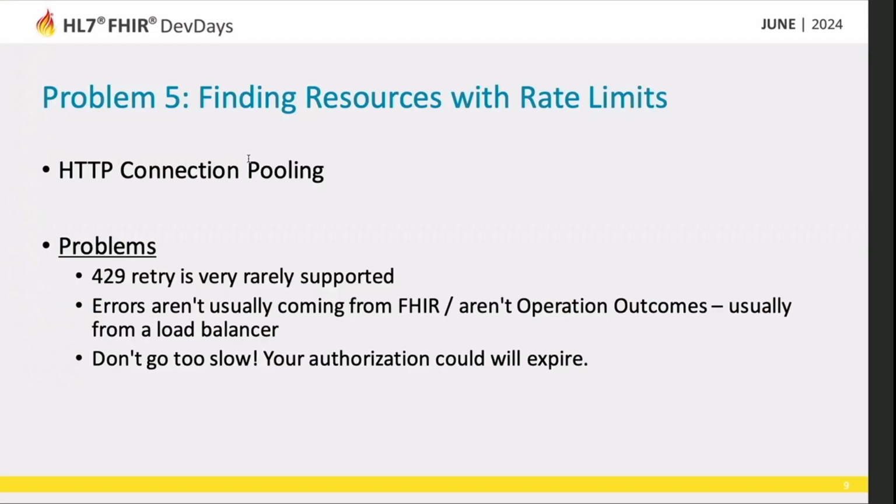You will need to implement HTTP connection pooling at some point. Problems here. So 429 is an HTTP status code that basically says retry later. That's not part of the FHIR spec. It's very rarely supported. It's supported generally at the load balancer level of whatever implementation in the cloud the implementer has used. So those errors are generally not coming back as operation outcomes. Also, don't go too slowly, because if you go too slowly, your authorization could expire.